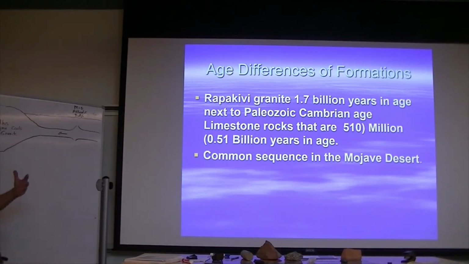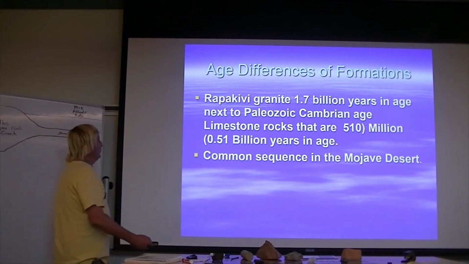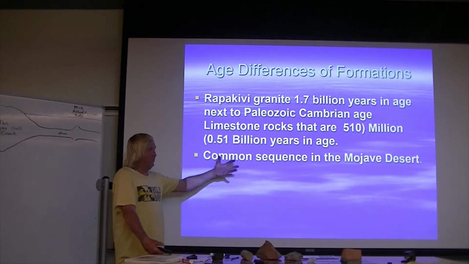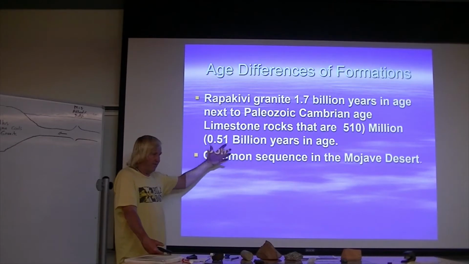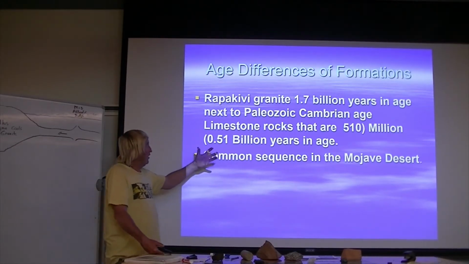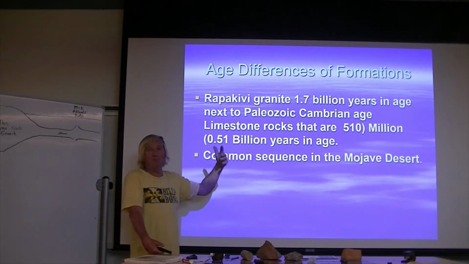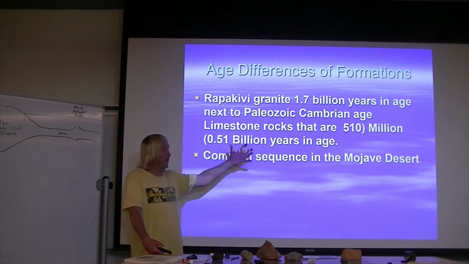So the age difference in the rocks is what threw geologists off. Before geologists really understood this whole thing about continental drift, we went to the Mojave Desert. I've led field trips with my students, and we look at rocks that are 510 million years old. And then right next to it, there's a rock formation that's 1.7 billion years old. That's a huge time difference.